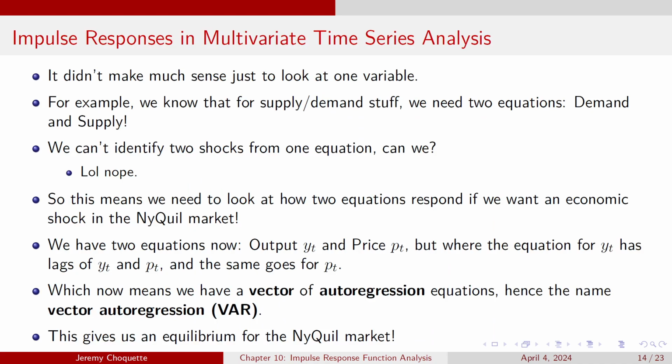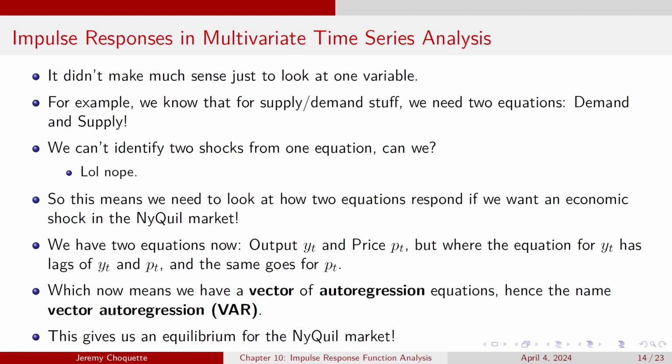So it doesn't make sense to just look at one variable. Like I was saying, for supply and demand stuff, we need two equations. You need supply and demand, and you can't identify two shocks from one equation. If you remember systems of equations from like college algebra or algebra 2 when you're in high school, if you have two equations and two unknowns, you can solve for it, right? You're good. You can get both unknowns. But if you've got two unknowns in one equation, you can't uniquely solve for both of them. You can uniquely solve for one, but the other one will be in terms of the other variable. That's not very good. So we want them uniquely identified. So we need to look at two equations if I want to understand supply and demand fluctuations for the NyQuil market.